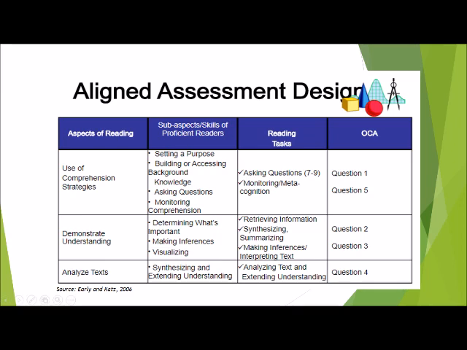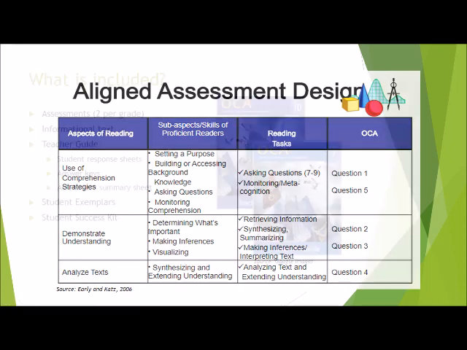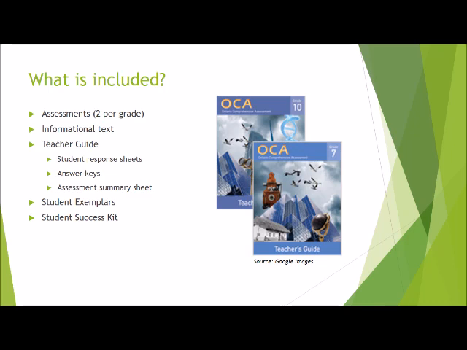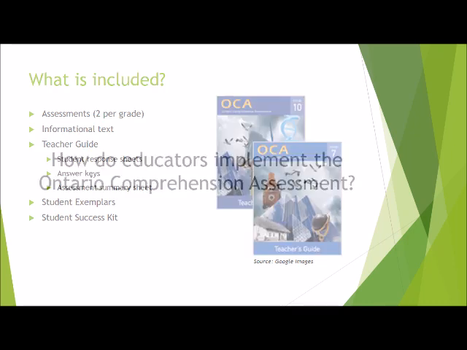Here, we see how specific questions in the OCA connect with aspects of reading, skills of proficient readers, and reading tasks. The kit can be purchased by schools or boards, and it includes 2 assessment grades, an informational text, a teacher guide, including student response sheets, answer keys, and assessment summary sheets to record data, as well as student exemplars, both high and low, and a student success kit.